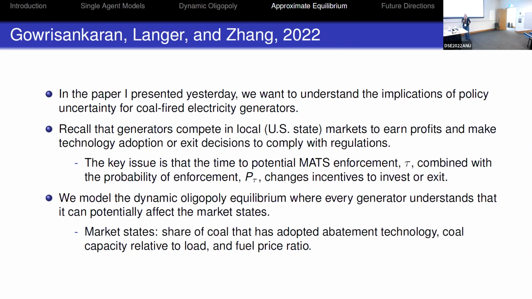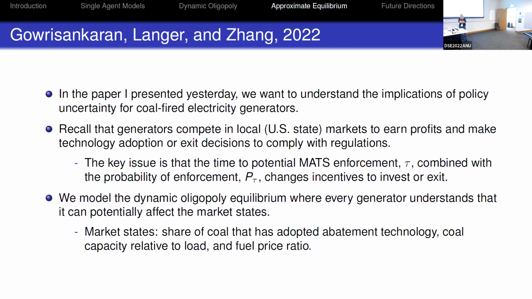We're modeling these dynamic oligopoly equilibrium outcomes, where every generator understands it can potentially affect market states. And we think this is right in coal markets in a US state. There's somewhere between like 5 and 20 generators in each of these states. They're generally pretty sizable things, and they understand that they're playing against each other.